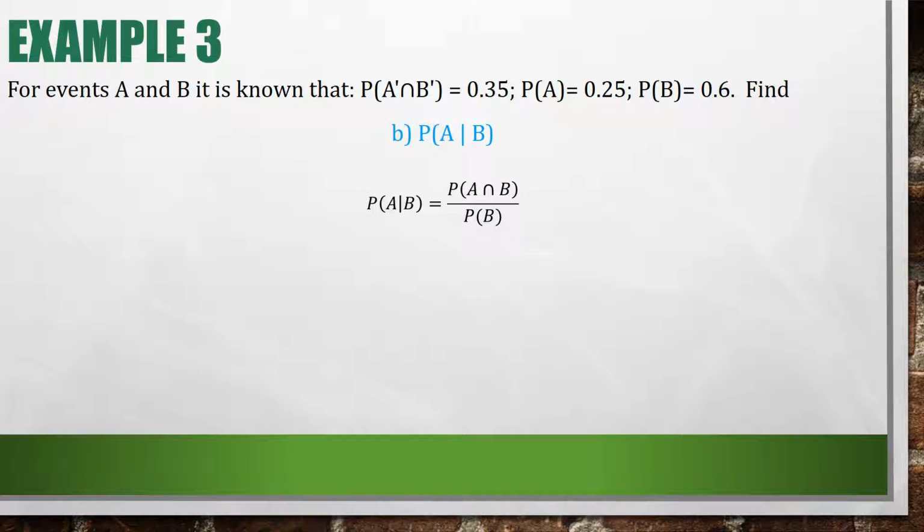Okay, let's look at part B. We want to find the probability of A given B. We just calculated the intersection of A and B, and we already know the probability of B. So we just plug in our values and then simplify. In decimal form, you'll get that this conditional probability is 0.33 repeating, which is the same as 1/3.